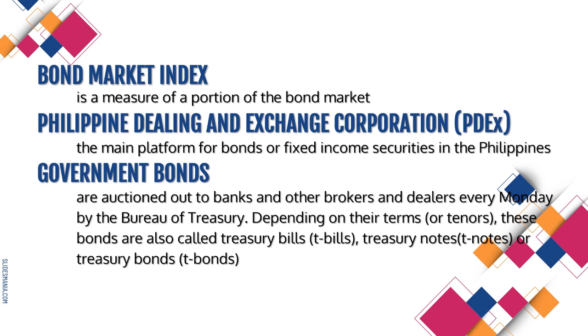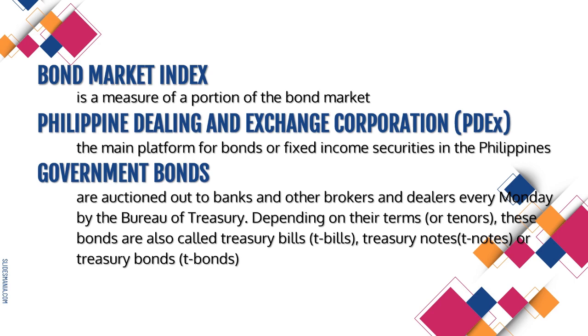Instead, the market rates produced from the bond market are interest rates, which may be used as a benchmark for other financial institutions. Government bonds are auctioned out to banks and other brokers and dealers every Monday by the Bureau of Treasury, depending on their terms or tenors. These bonds are also called Treasury bills or T-bills, Treasury notes or T-notes, or Treasury bonds or T-bonds.